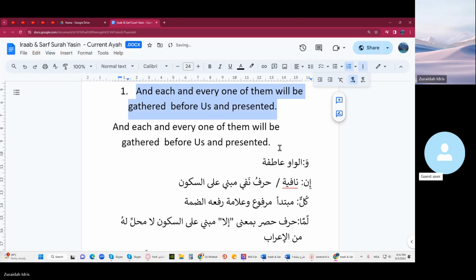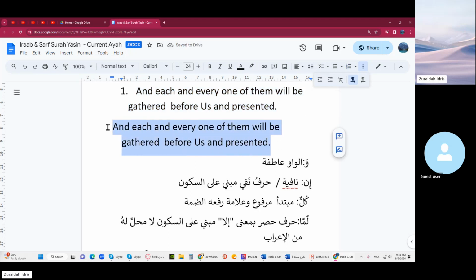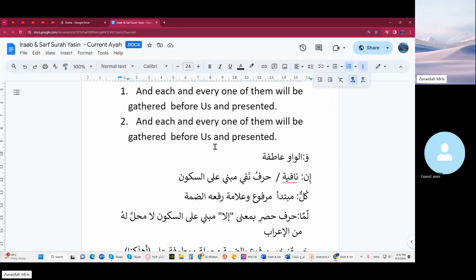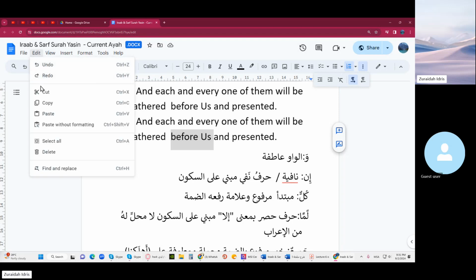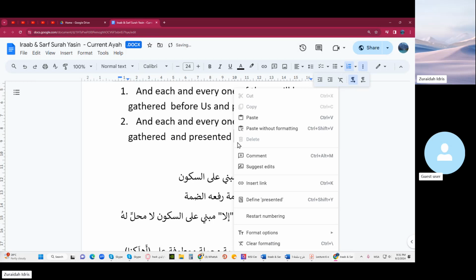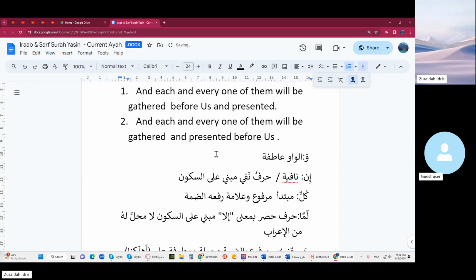Jami'un will be gathered and present. It's not that difficult. Just bring this and put it nearer to presented. Yes, that's right. So alhamdulillah, this case is not that complicated. Sometimes it can be complicated. Gathered and presented before us. Before us.